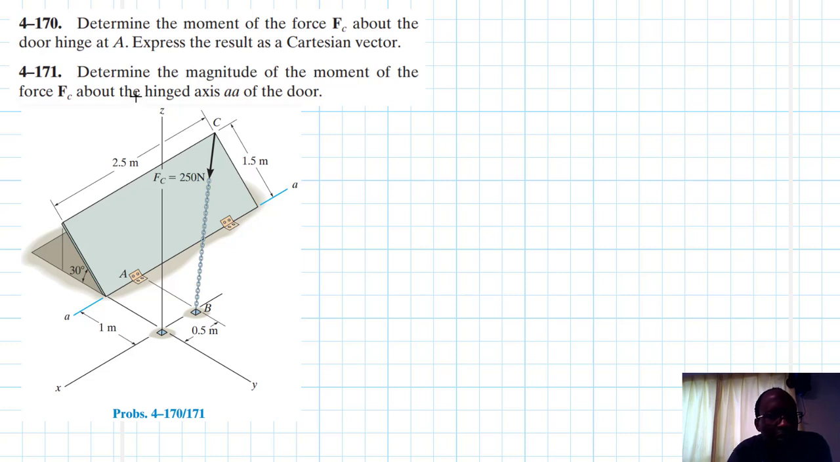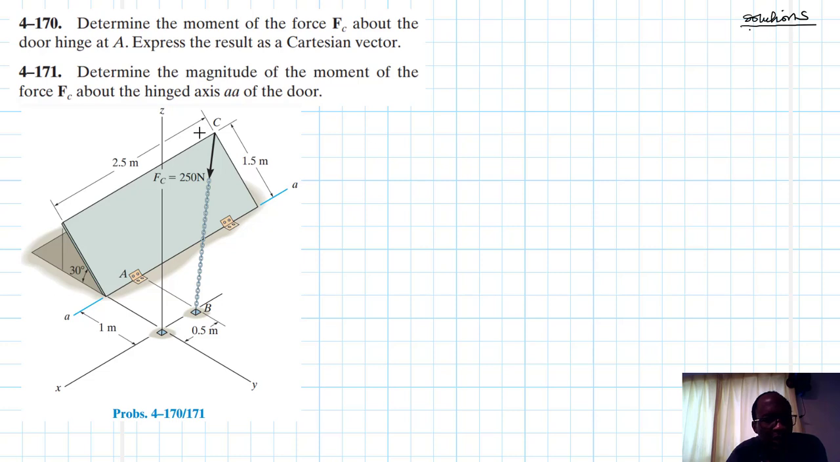The problem reads, determine the moment of the force Fc about the door hinge at A. Express the result as a Cartesian vector. The other problem is, determine the magnitude of the moment of the force Fc about the hinged axis AA of the door. Both these problems are coming from the Engineering Mechanics: Statics textbook, 13th edition, by R.C. Hibbeler.